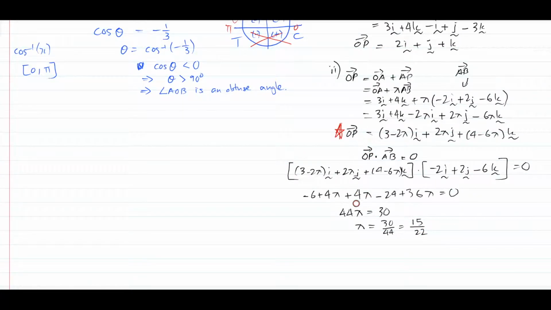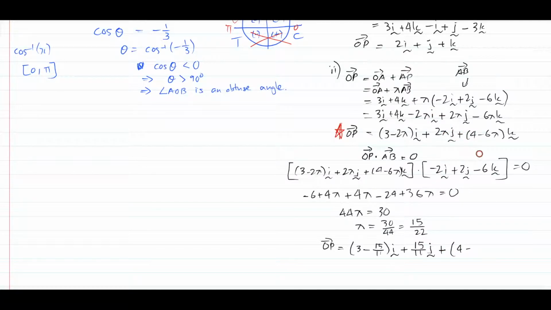Right, so now let's solve for what OP is. Just chuck it back inside your vector. So 3 minus 2 times lambda, we already know what lambda is. Let's go: 3 minus 2 times 15 on 22. The 2 simplifies with the 22 and you get 3 minus 15 on 11, and that's the i component. Plus 2 multiplied by 15 on 22, well, that's just 15 on 11 j. So I'm just putting lambda inside what we had originally with the lambda, okay?